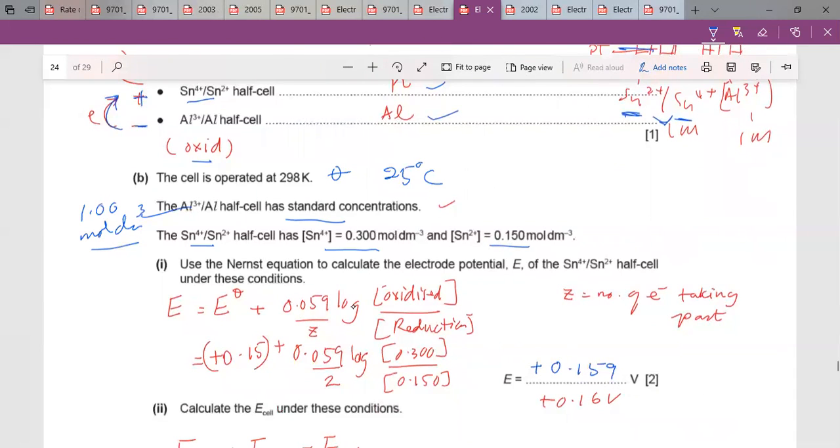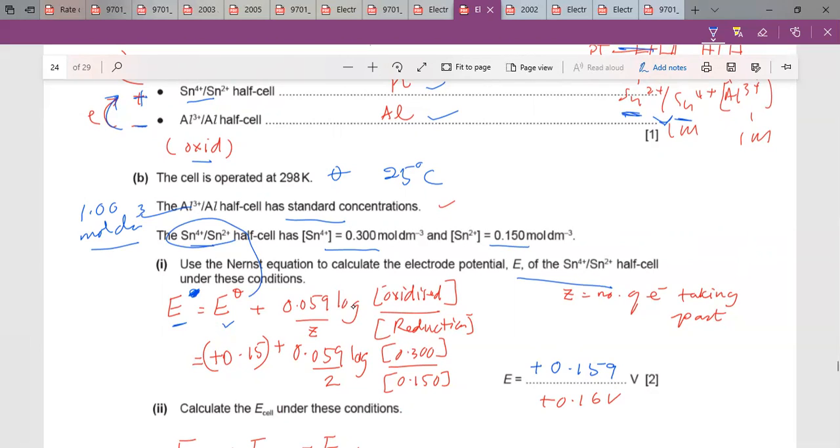So use the Nernst equation to calculate the potential for this unknown. Now here they don't give you the Nernst equation, which means you must memorize it. No choice. So E here, remember, is no longer standard. That means this one is for a concentration other than 1.00. So this is the original standard E naught plus 0.059 over Z. Z is the number of electrons transferred.